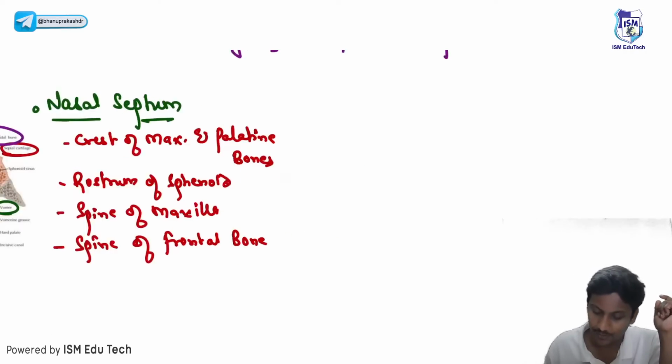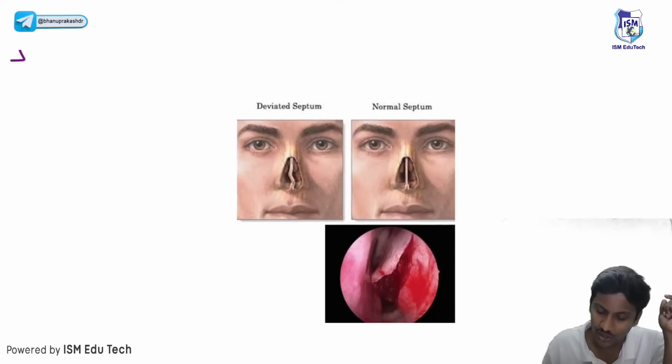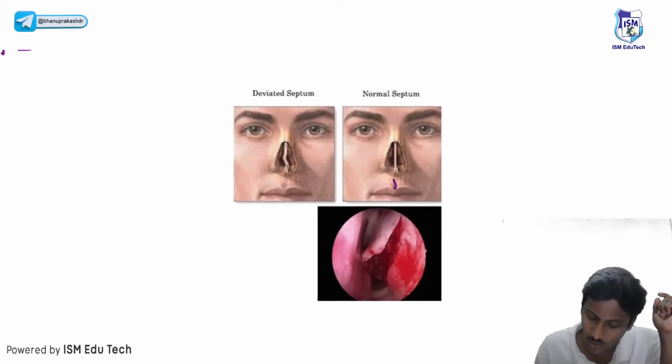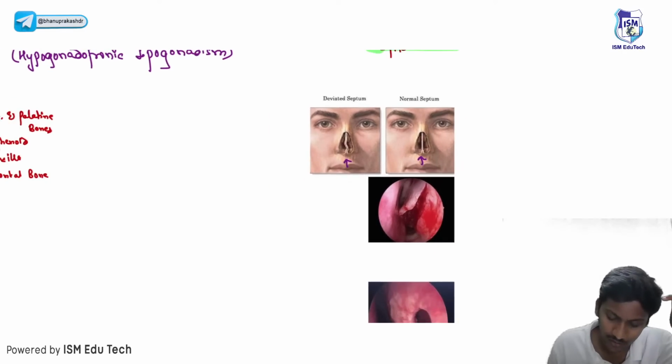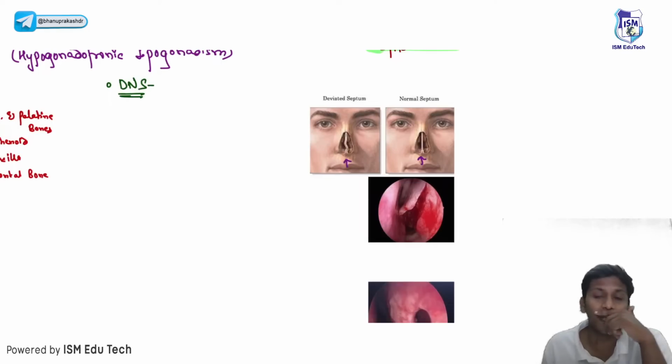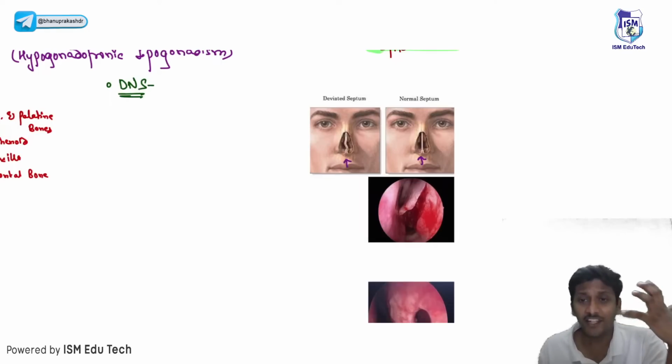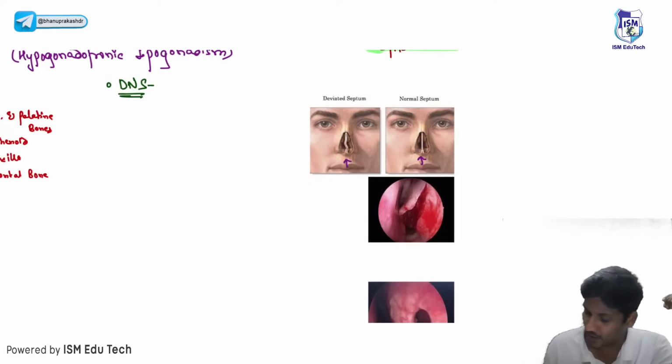Next, if I talk about this condition, what you can see over here is the normal septum. You can see this is straight, but on the other hand, this septum that you can see is deviated or crooked. So this is a case of DNS. What do I mean by DNS? DNS is nothing but deviated nasal septum. It is a very common condition, but most of the patients are asymptomatic.